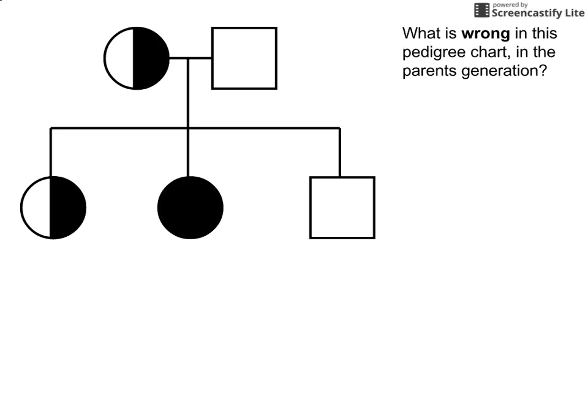All right, pedigree charts. You are going to be expected to interpret pedigree charts on the unit exam. So I'm asking you to study this pedigree chart and tell me what is wrong with it, okay? It's in the parents' generation. So go ahead and push pause and study this pedigree chart, and see if you can determine what's wrong in the parents' generation. Remember, this is the first generation. Down here is the second generation.